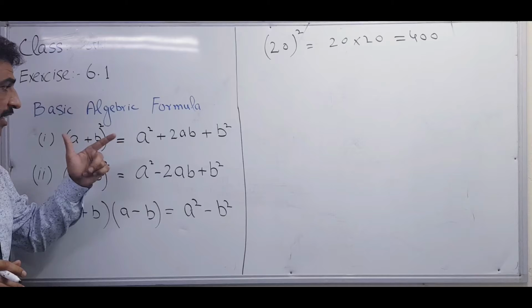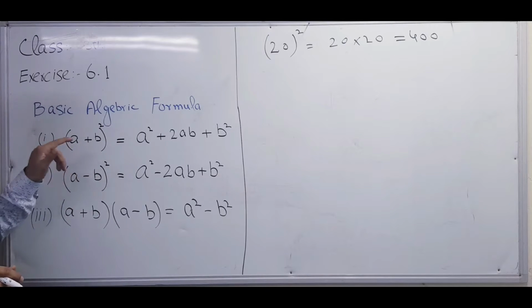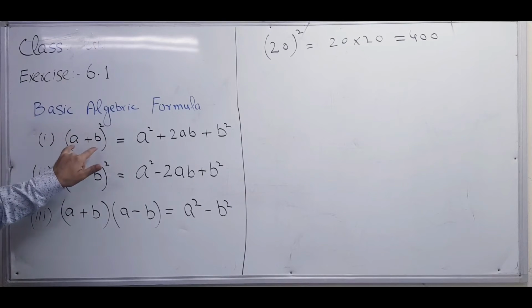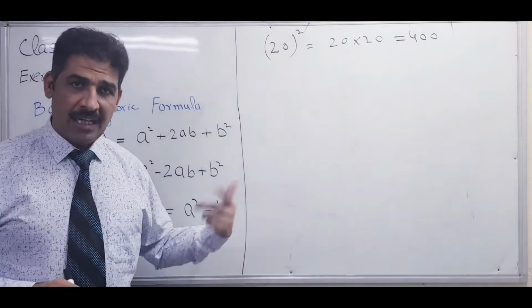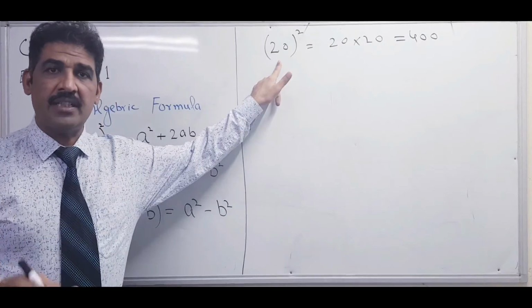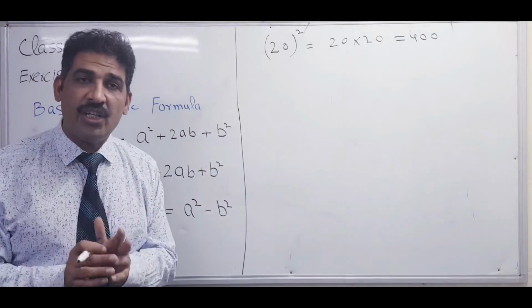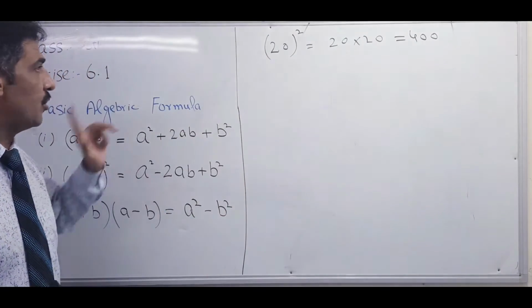Now we solve in the right hand side form. The left hand side is a single number, but we shift it into two numbers. Now it's up to you to make two numbers whose sum is equal to 20. I will give you examples: 15 plus 5 is 20, 10 plus 10 is 20, or 18 plus 2 is 20. Any two numbers whose sum is equal to 20.